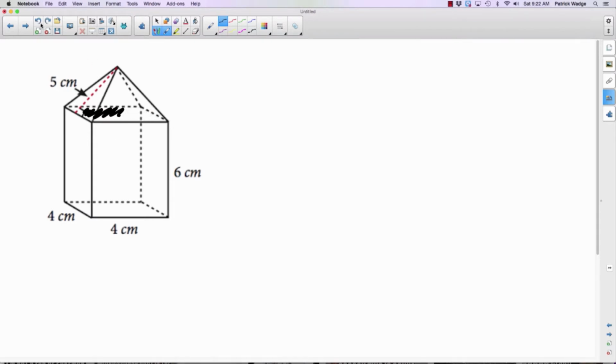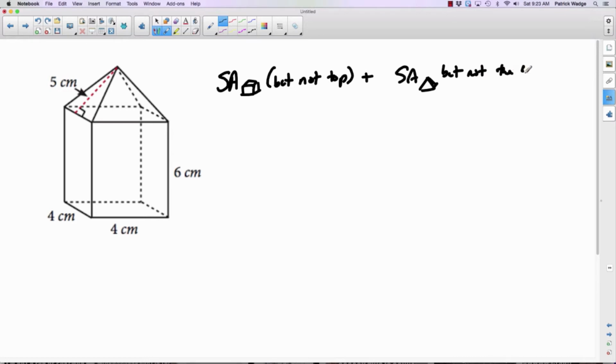And similarly, if I was going to try to paint the pyramid, I wouldn't be able to paint the bottom, which ends up being the same area. So what we're going to have to do here is get the surface area of the rectangular prism. I'm just going to draw a little rectangular prism, but not the top. And then we're going to add to that the surface area of the pyramid. That's not a great pyramid, but not the bottom. That's what we're going to have to do. I hope that makes sense.